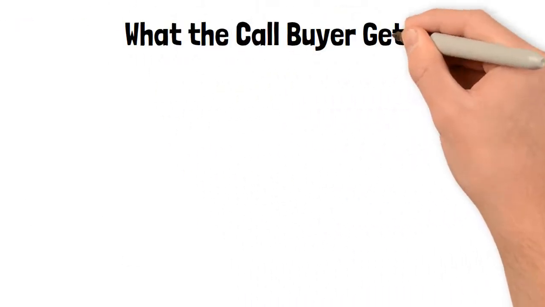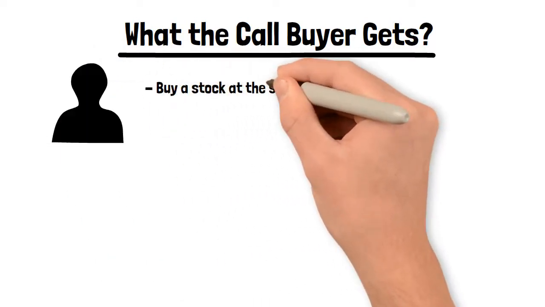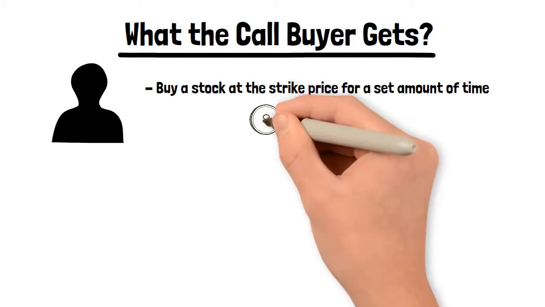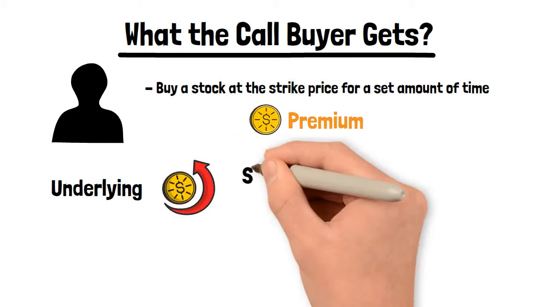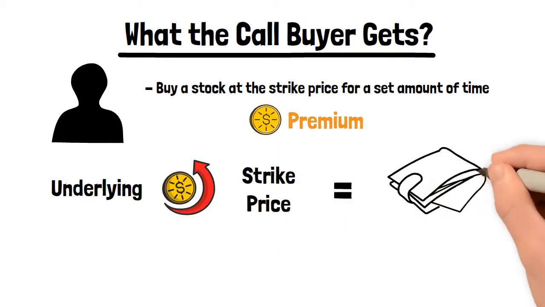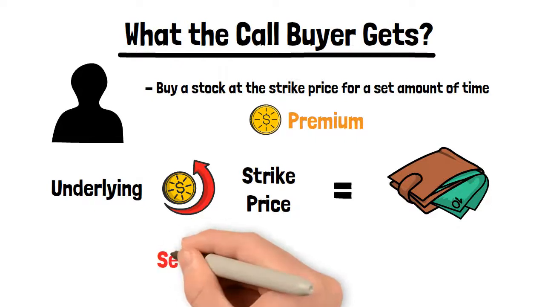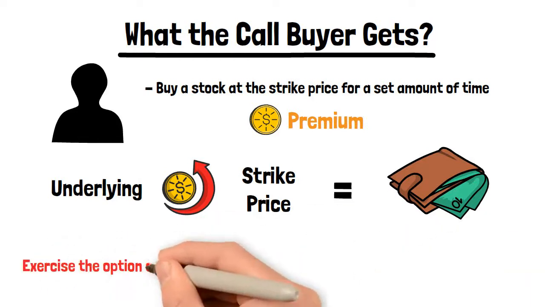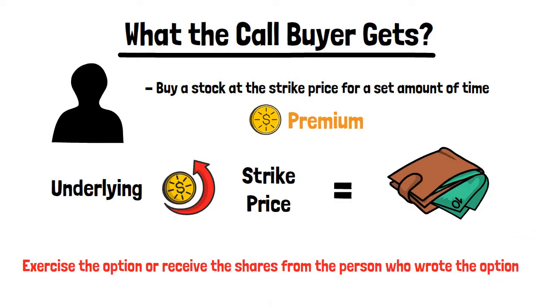What the call buyer gets. The call buyer has the right to buy a stock at the strike price for a set amount of time. For that right, the call buyer pays a premium. If the price of the underlying moves above the strike price, the option will be worth money. It will have intrinsic value. The buyer can sell the option for a profit. This is what many call buyers do. Or exercise the option, or receive the shares from the person who wrote the option.